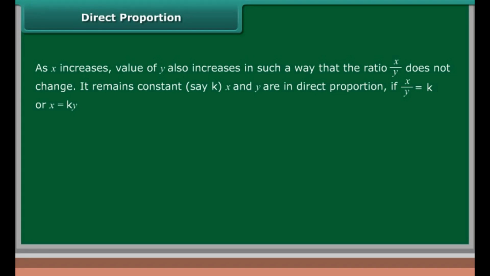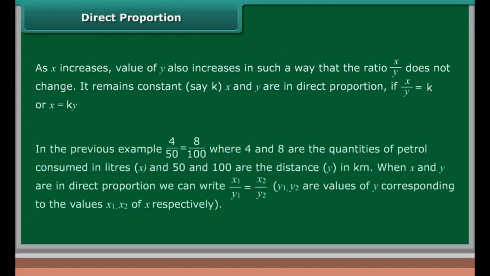X and Y are in direct proportion if X upon Y is equal to K, or X is equal to KY. In the previous example, 4 upon 50 is equal to 8 upon 100, where 4 and 8 are the quantities of petrol consumed in liters X, and 50 and 100 are the distance Y in kilometers. When X and Y are in direct proportion, we can write X1 upon Y1 is equal to X2 upon Y2, where Y1, Y2 are values of Y corresponding to the values X1, X2 of X respectively.